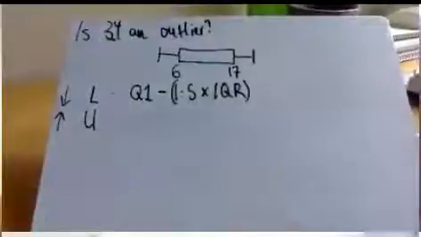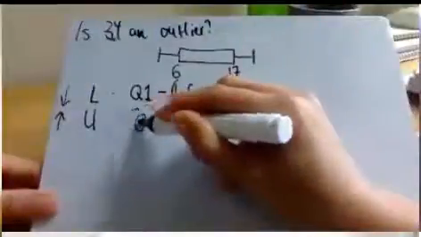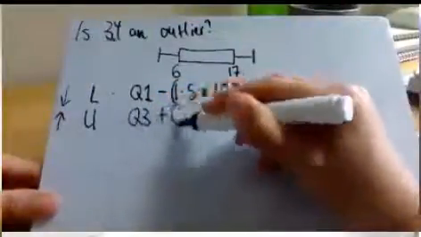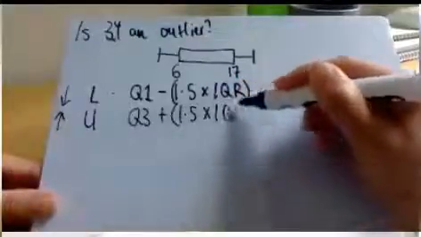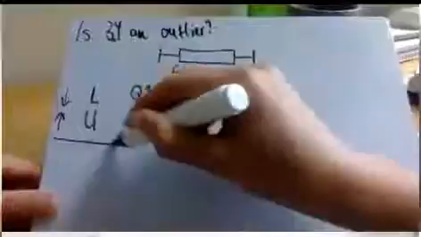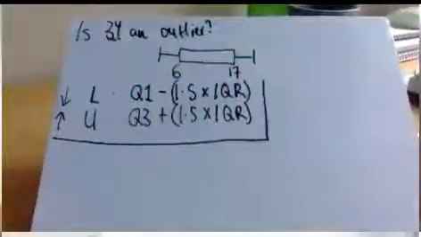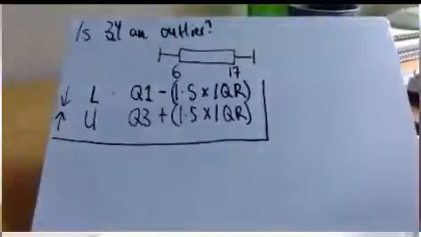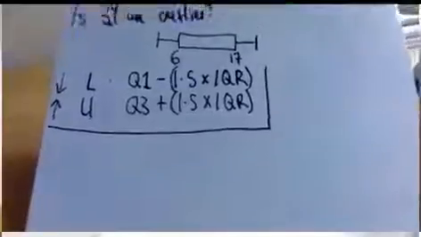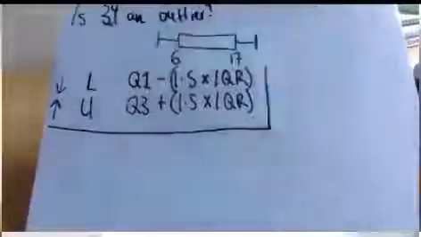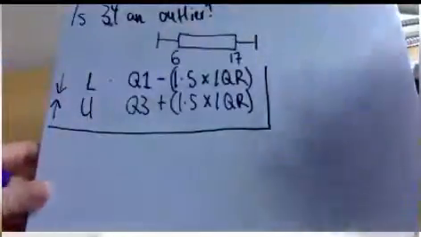And your upper fence is going to be quartile 3 plus 1.5 times your IQR. So those are our two formulas that we need to keep in mind. I'll have them handy, we'll refer back to them. First thing we want to do here is figure out our interquartile range. Interquartile, between these two quartiles, it's basically big one minus the small one. What's the difference between the two?